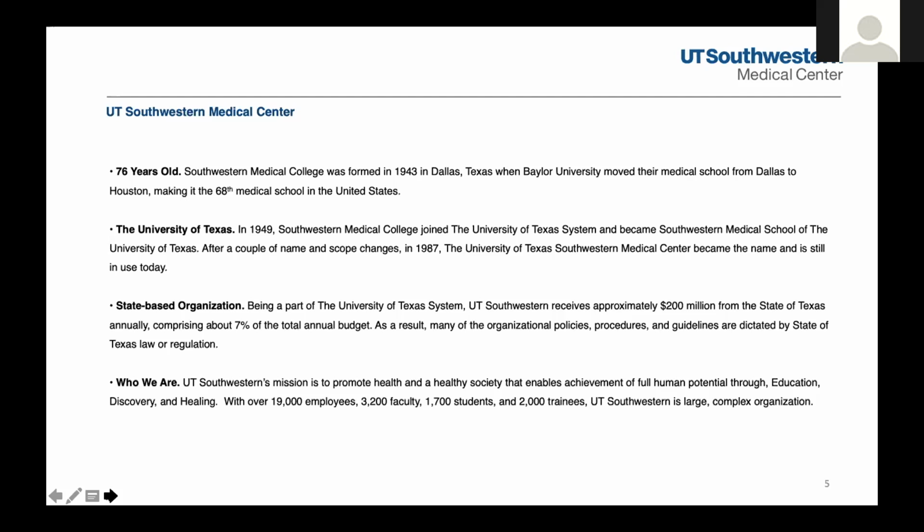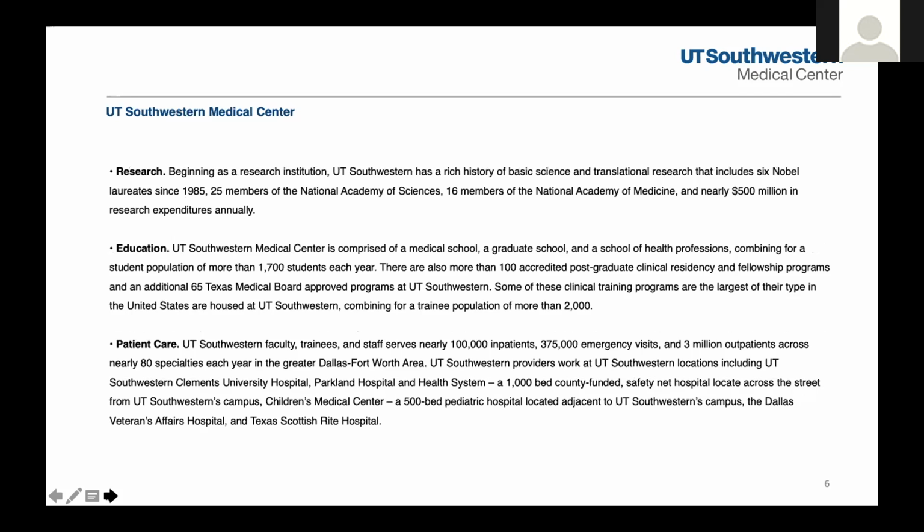UT Southwestern's mission is to promote health and a healthy society that enables achievement of full human potential through education, discovery, and healing. 19,000 employees, about 3,200 faculty, including part-time and volunteer faculty, 1,700 students in the medical school and the graduate school and the School of Health Professions, and about 2,000 trainees, including all residents and fellows and the like. It's a very large, complex organization.